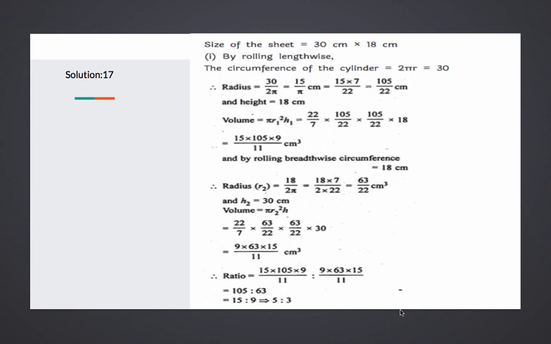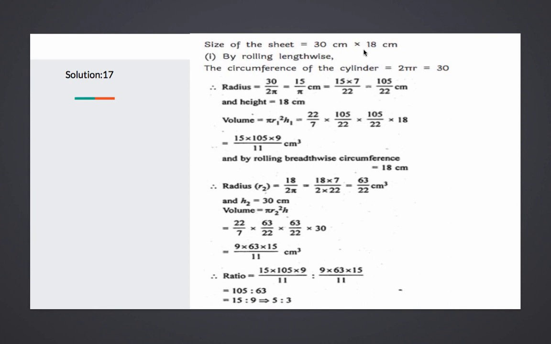17th question, let's see, students, what it says. A rectangular sheet of tin foil of side 30 centimeter into 18 centimeter. You all have seen rectangular tin foil sheets, the foil paper which you use at your home. Yes, it is rectangular in shape. That sheet is rectangular aluminum foil. Now that is having dimensions 30 and 18 centimeter. It means 30 is the length, 18 is the breadth.